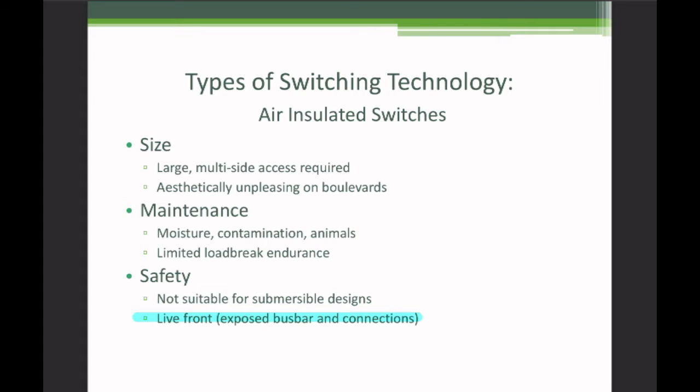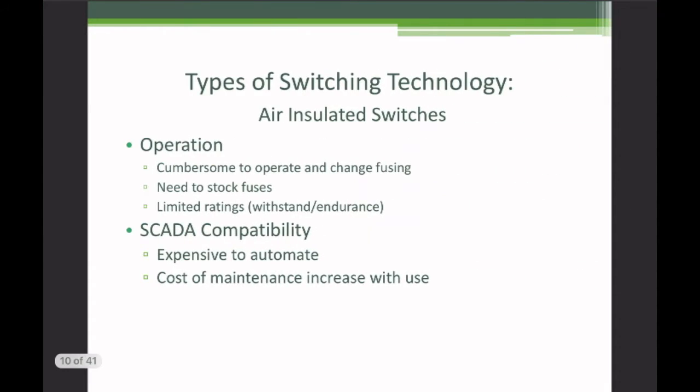Obviously, because of this, you can't put it underground. If it floods, you've got no insulation left at all. Now, when you are using one of these, because there's still lots of them out there and in service, because they're live front design, they're pretty cumbersome to use. And they all come with fusing, which is good, but that's a thing that we need to stock. And because of those poor quality arc snuffers, you're not going to get that many load break operations out of them before it's time to go and clean those contacts up.